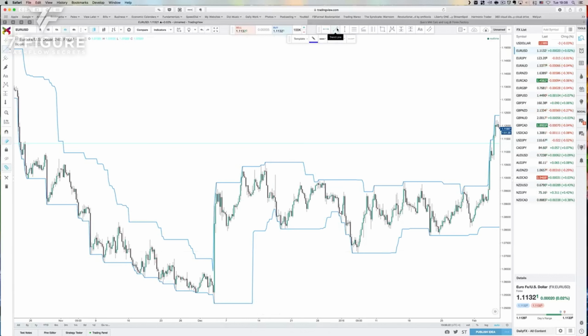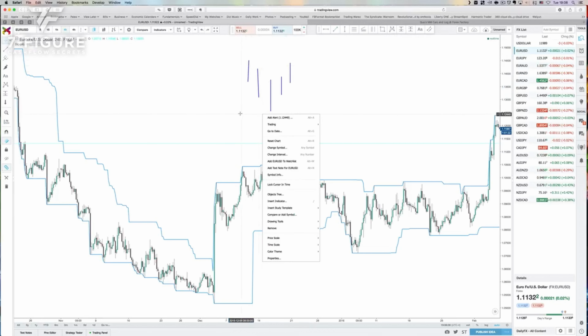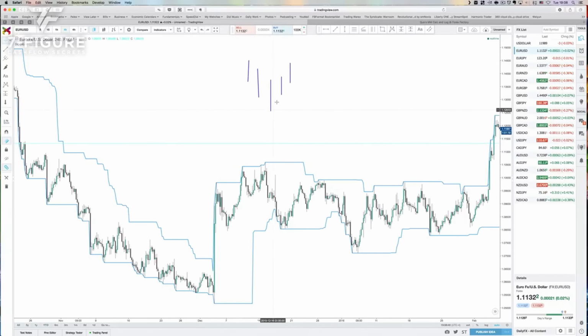Now, typically, let me go through this. What I'm looking for are what are called fractals. Here we're looking for a candle that sticks down lower than the 2 to the right and the 2 to the left. So you can see here that this actually sticks down lower than the 2 to the right and the 2 to the left. It's no different the opposite way, where you have the one in the center, with 2 to the left and 2 to the right.